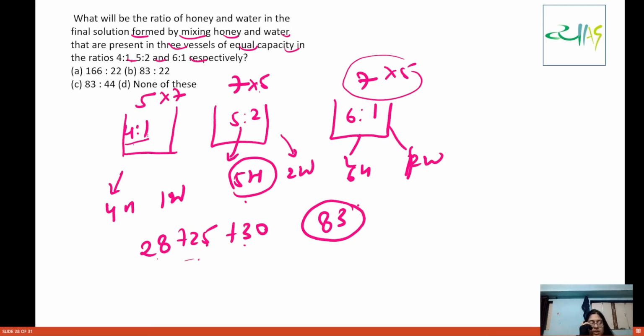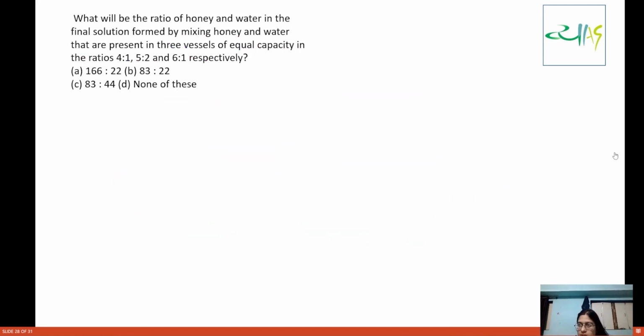We'll check again. From here I am getting 7 liter of water. From here I am getting 10 liter of water, and from here I am getting again 5 liter of water only. So what is this becoming? 12 plus 10, that is 22. So 83 is to 22. So this is so simple for us. All right, this is so simple for us. Now let's move to another question.